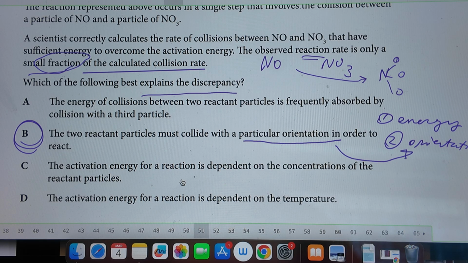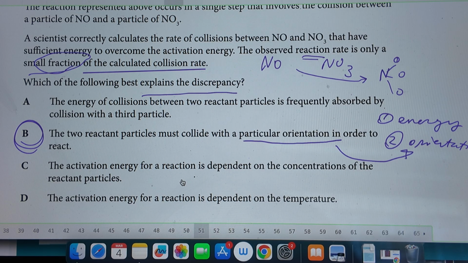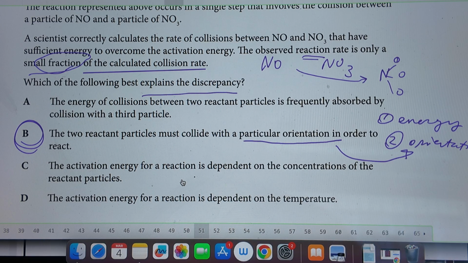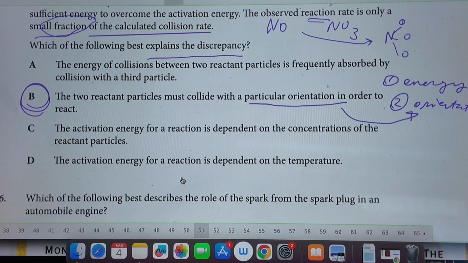The activation energy for a reaction is dependent on the concentrations. Yes, but that doesn't explain the discrepancy. And the activation energy for a reaction is dependent on the temperature. Not necessarily, not in the way that this question is talking about. They don't really mention how temperature would be involved, and it definitely doesn't explain the collision situation here.